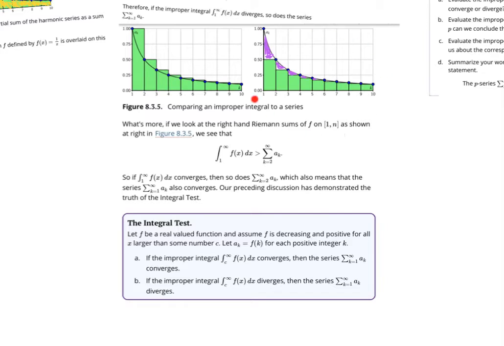That's thinking of this picture. But again, we won't need to make this picture again. We just need this fact. If the improper integral from c to infinity of f of x diverges, then the series diverges. In other words, if this area under the curve is going off to infinity, then the part sticking out above it is also going to go off to infinity, which means the series is going to diverge.